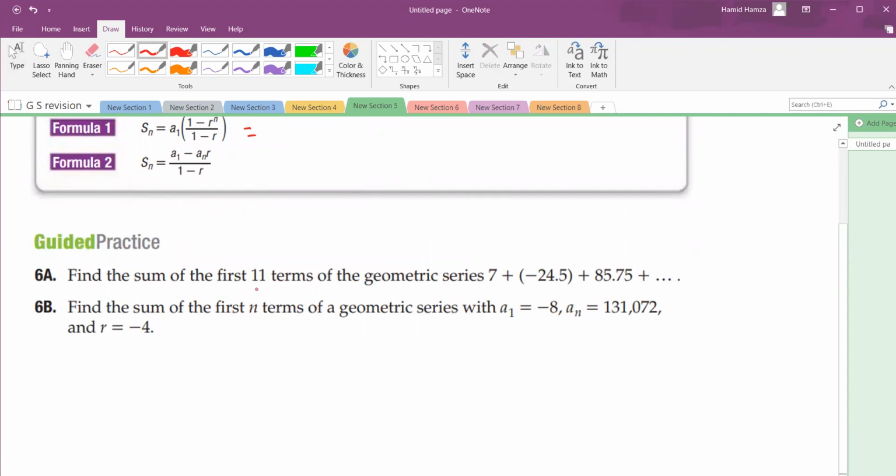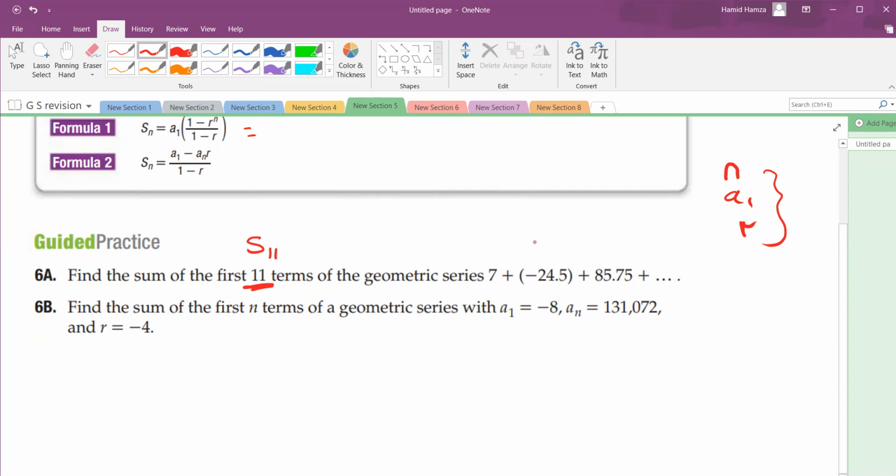So find the sum of the first 11 terms. That means we want to find S11. With sums, guys, it's very important to know three things: N, the number of terms you want to add; A1, the first term; and R, the common ratio. They are very important for any sum. The sequence is 7, negative 24.5, and so on.